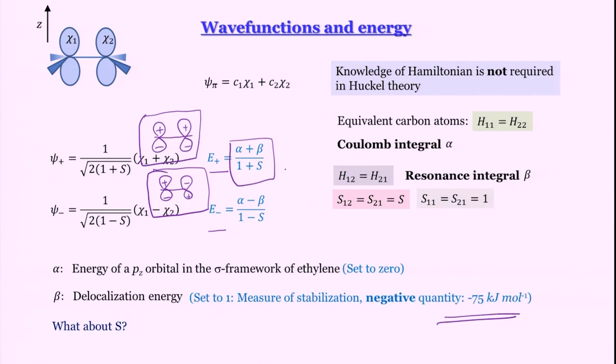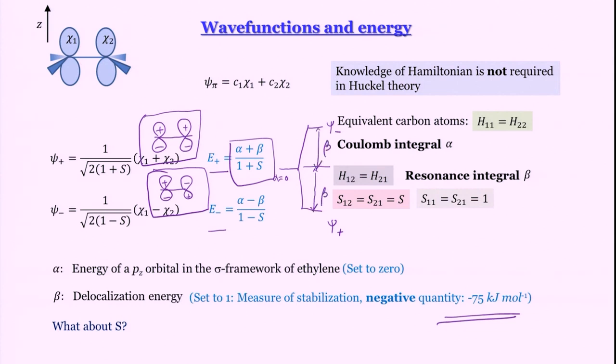So if we set alpha to be equal to 0, if we draw like this, I will write alpha equal to 0, then the energy level diagram is such that this is the lower energy corresponding to psi plus, the bonding orbital, this is the higher energy corresponding to psi minus, the antibonding orbital. What are the energy gaps? This one is beta, this one is beta.